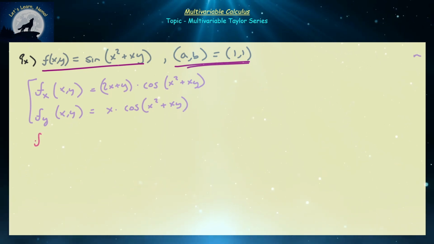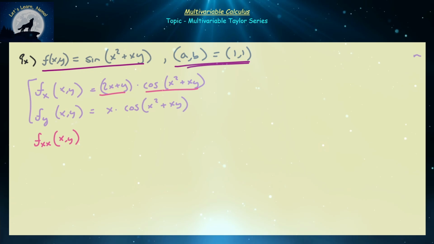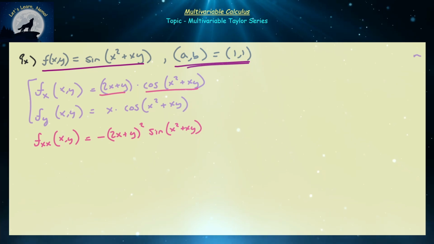So to find fxx, we're just going to take the partial derivative with respect to x of fx. So we have two functions multiplied together, so we need to use a product rule here. So let's do the first times the derivative of the second. That's going to give us a negative sign term. So that's going to give us minus (2x + y) quantity squared, times the sine of (x² + xy). And then we're going to do the second, which is cosine of (x² + xy), times the derivative of the first with respect to x, and that's just going to give us 2.